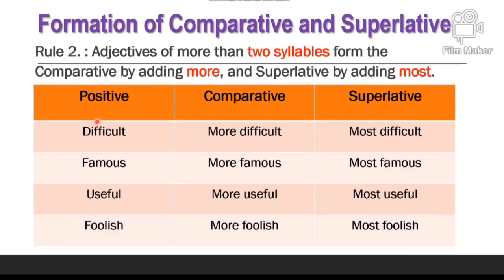Rule number 2. Adjectives of more than two syllables form the comparative by adding more and superlative by adding most. In these examples, difficult, more than two syllables are there. So you just don't have to change the spelling. You just have to add more for comparative, most for superlative. Famous, more famous, most famous. Useful, more useful, most useful. Foolish, more foolish, most foolish.